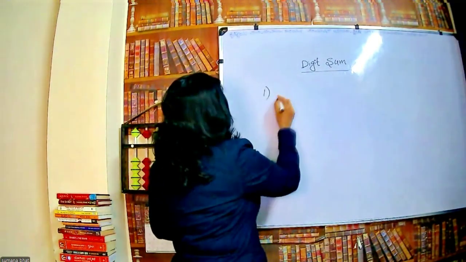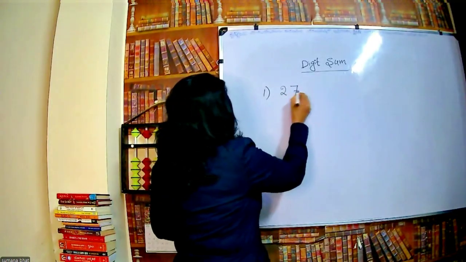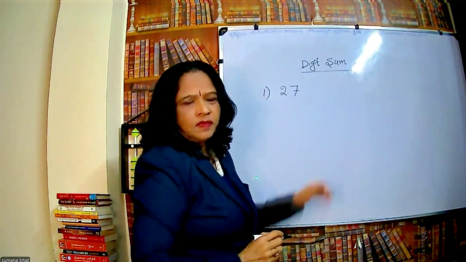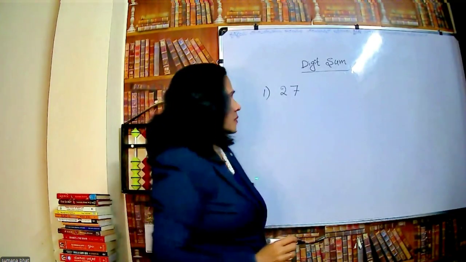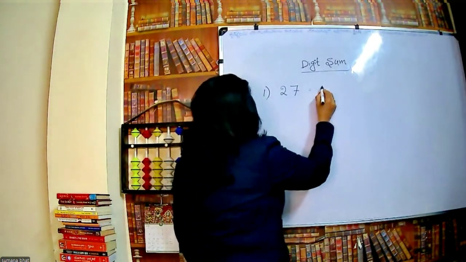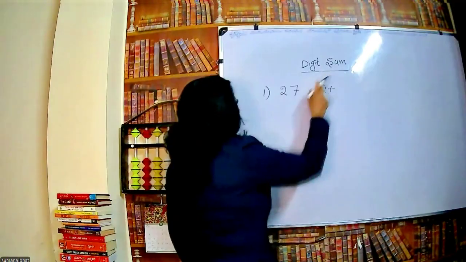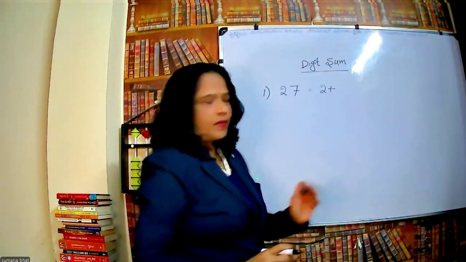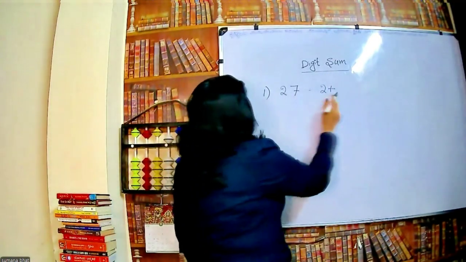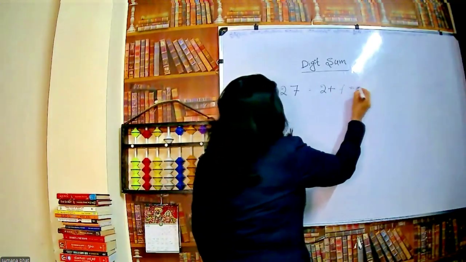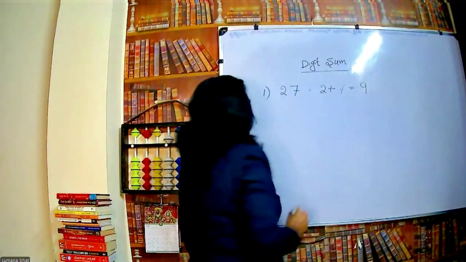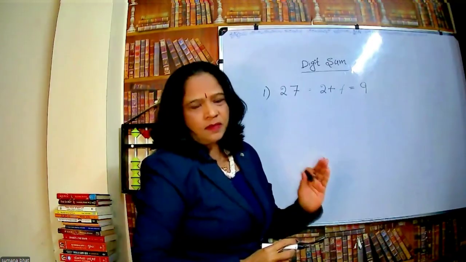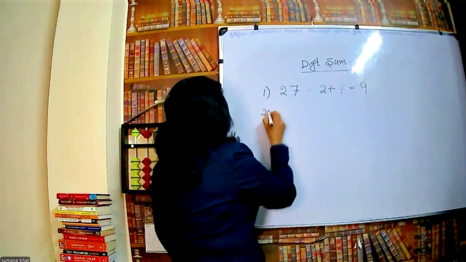Suppose the number is 27. Find the digit sum of 27. How to find it? Add these two digits, the sum of all the digits of the number. So this is 2 plus 7, that is 9. The digit sum of 27 is 9.